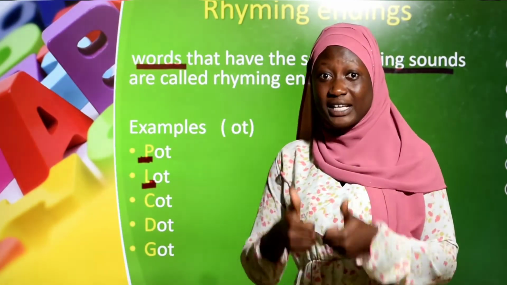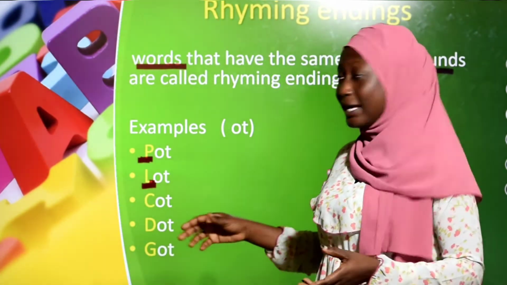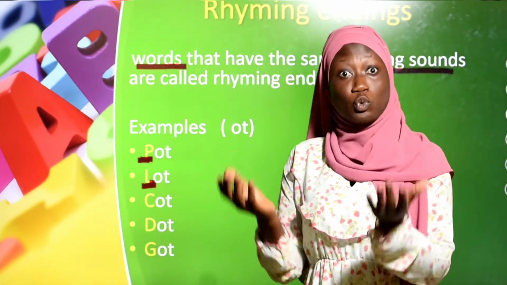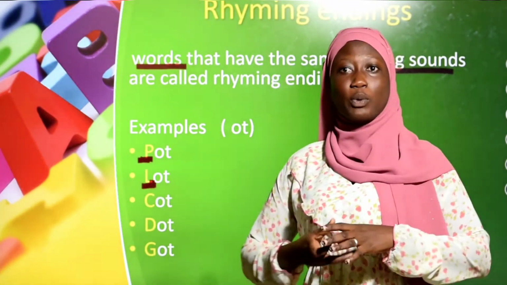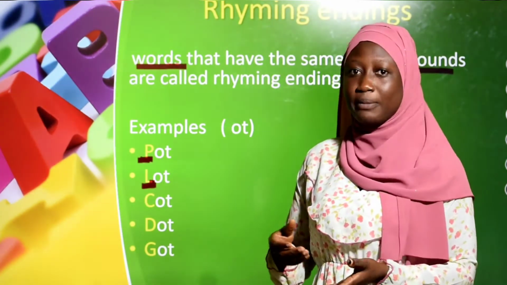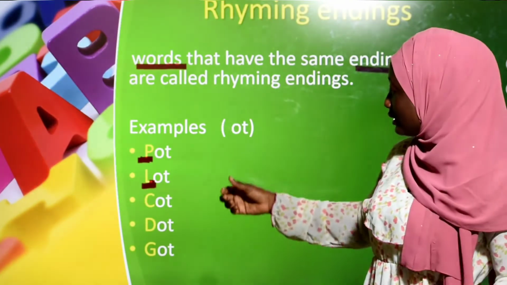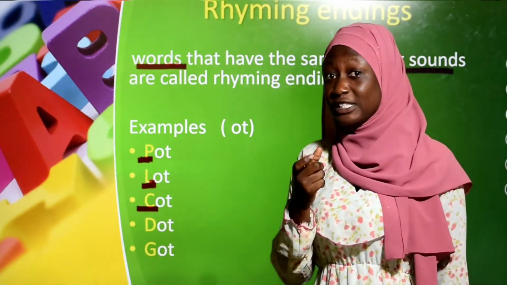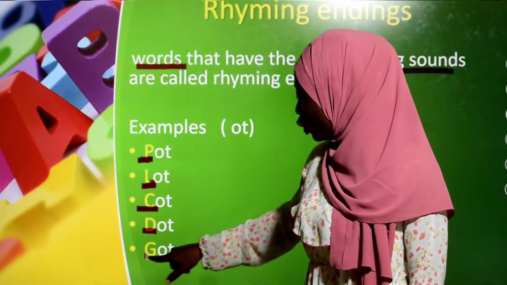It's only the first letters which change the sound of the words, and it has a different meaning. When we say pot, we have a cooking pot we use for cooking. When we say lots, it's just a word we use to describe if something is more than one or many. Now let's look at the other examples. We have courts. So the only difference is the first letter. We have dots and gods.